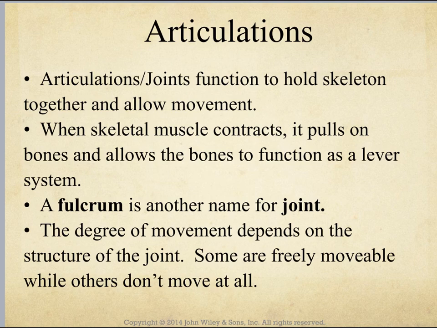When skeletal muscles contract, they pull on bones and allow the bones to function as a lever. This is an important distinction. When we talk about muscle contractions and how they move bones, we're going to see that muscles pull, never push. So again, it pulls on bones, allowing the bones to function as a lever system. A fulcrum is another name for a joint. The degree of movement depends on the structure of the joint. Some are freely movable, some are slightly movable, and some don't move at all.